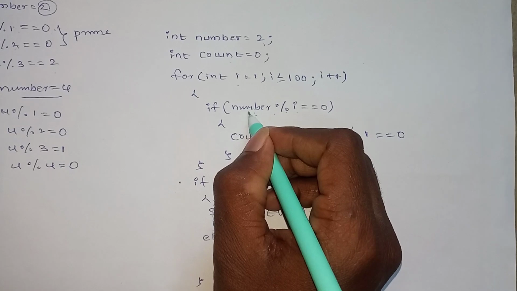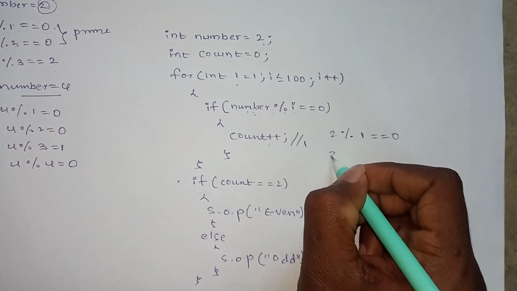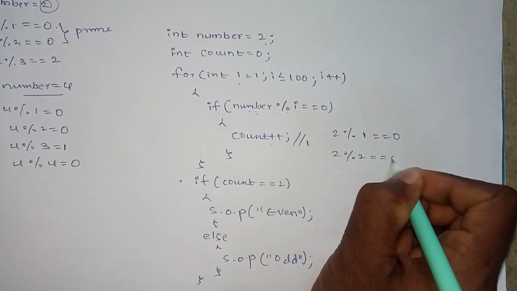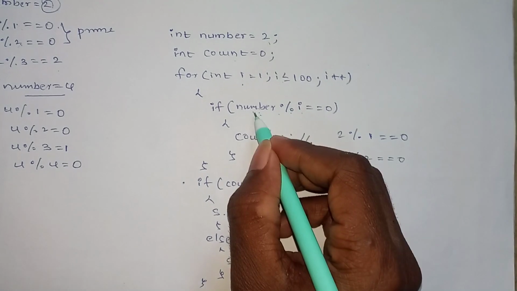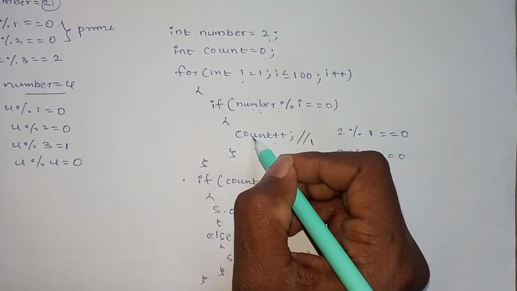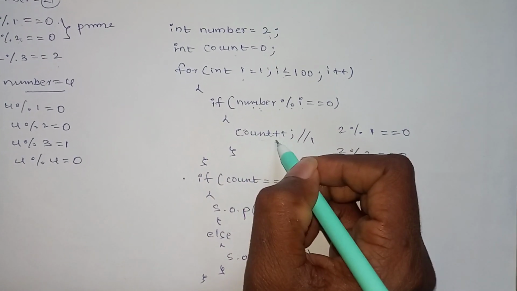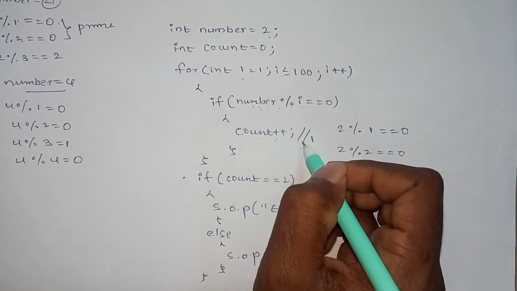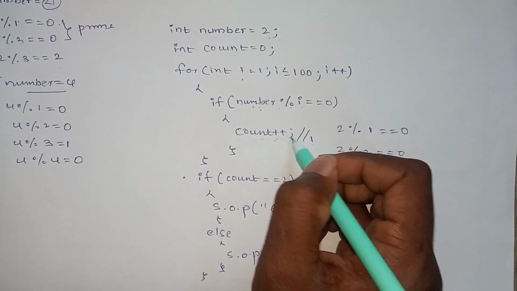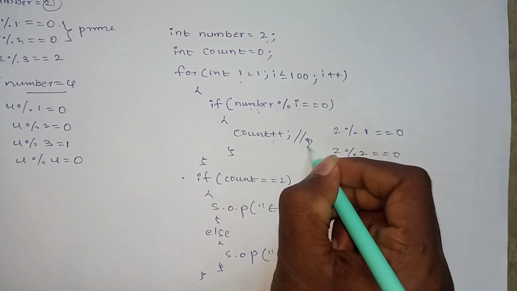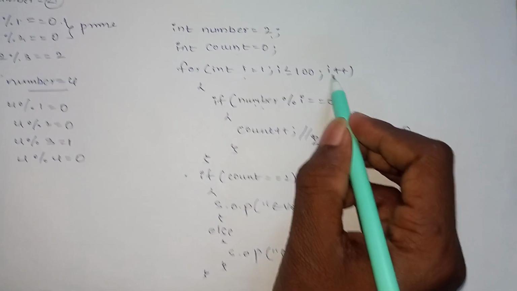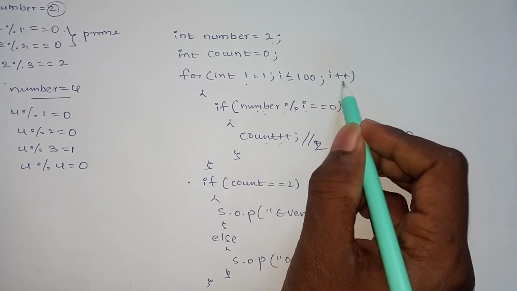So here number is 2. 2 modulus 2, it gives the remainder as 0. So here the condition got satisfied. Again it entered into the if block. So count gets incremented. Now initially count is 1. Now count becomes 1 plus 1, that is, count becomes 2 now. Again i gets incremented. Now i becomes 3.